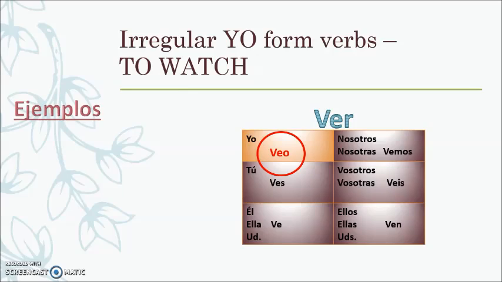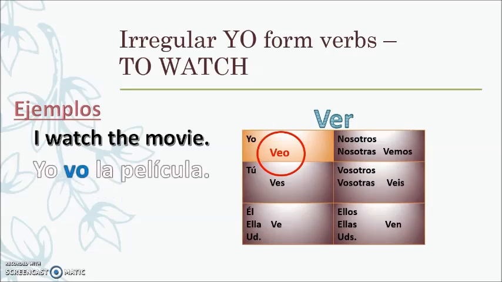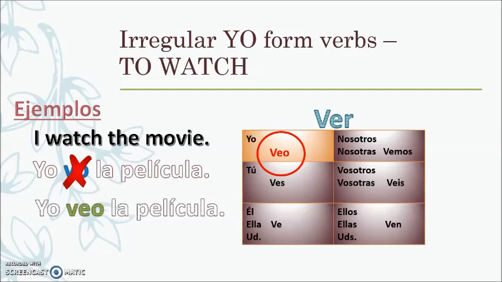So some ejemplos would be if I wanted to say I watched the movie, if this was just a regular form for yo, I would take off the ER and add an O. And I would say yo veo la película. But that's not a word. That doesn't make any sense. So we need to know that it's an irregular yo form and say yo veo la película.